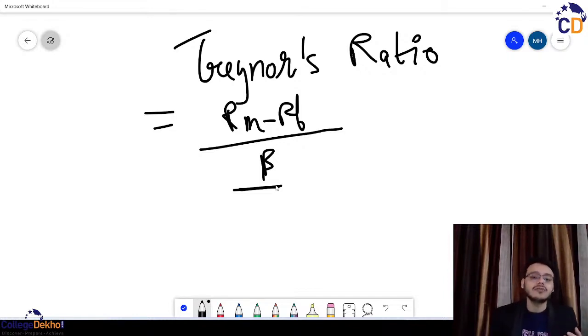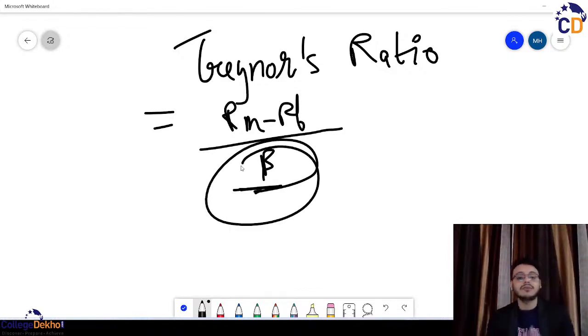But in case of the Sharpe's ratio, you took into consideration only your standard deviation, that is your whole risk. And your whole risk or standard deviation includes both the systematic risk and the non-systematic risk. But in case of Treynor's ratio, we're just taking into consideration beta, that is basically the systematic risk only. And beta is a proxy of systematic risk, which we have already talked about in the previous session.